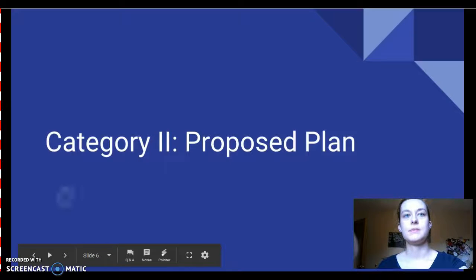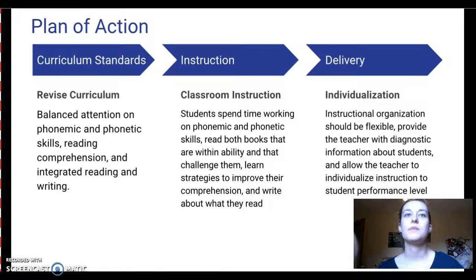Category 2, the proposed plan. The plan of action was three main things. The first is curriculum standards, and a lot of this is taken just from what the reading supervisor recommended and noticed. So we need to revise the curriculum so that there's balanced attention on phonemic and phonetic skills, reading comprehension, and integrated reading and writing. Right now we're missing all of those things.